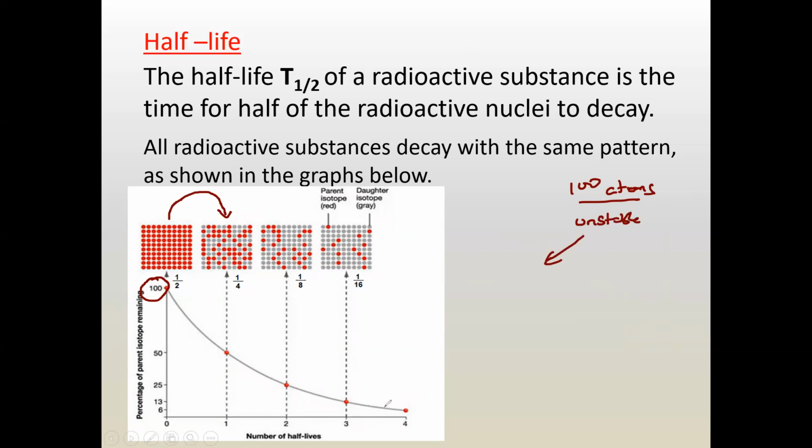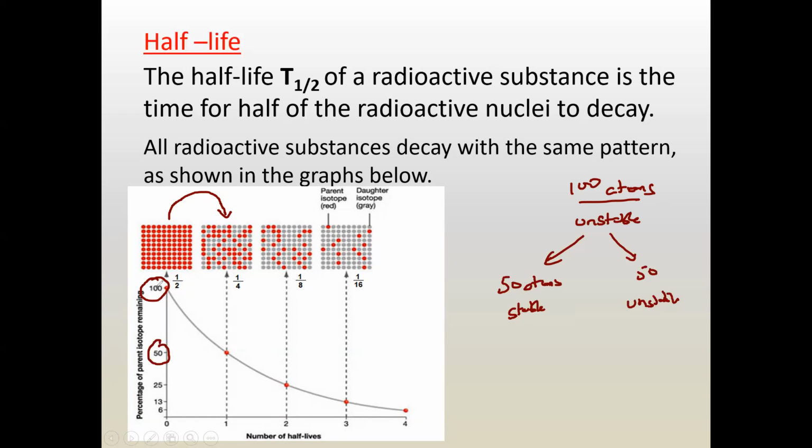So at that time, out of these 100, 50 atoms will be stable and the remaining 50 will be unstable. So what do we call this interval, when out of 100, 50 become stable and 50 become unstable? So how many unstable are there? This is a graph for unstable nuclei and the number of half-lives.